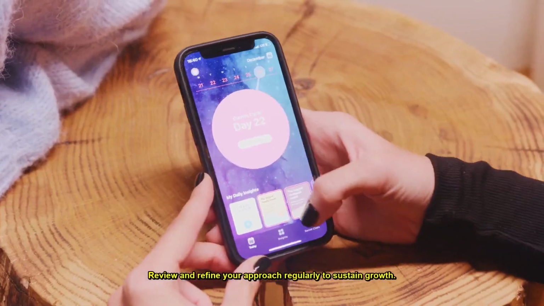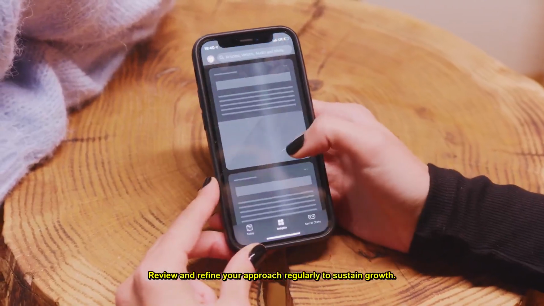Network with other sellers to share tips and tricks. Keep a close eye on your profit margins to ensure they remain healthy. Review and refine your approach regularly to sustain growth.